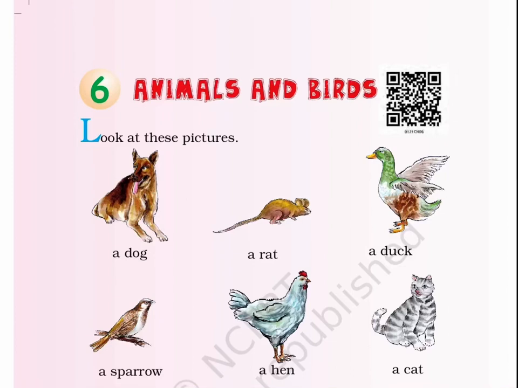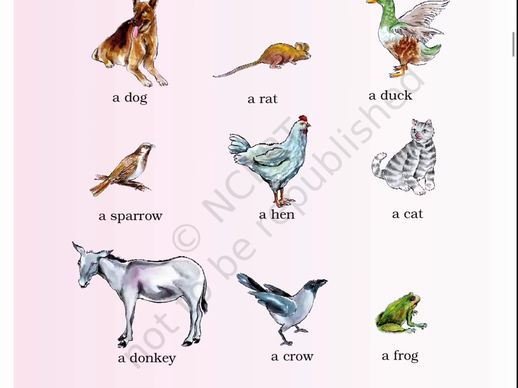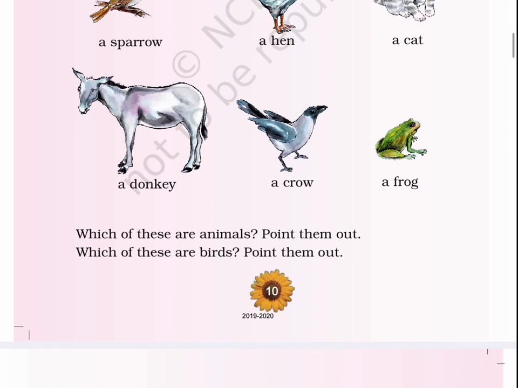Page number 10, Chapter 6, Animals and Birds. Look at these pictures. A dog, a rat, a duck, a sparrow, a hen, a cat, a donkey, a crow, a frog. Which of these are animals? Point them out.